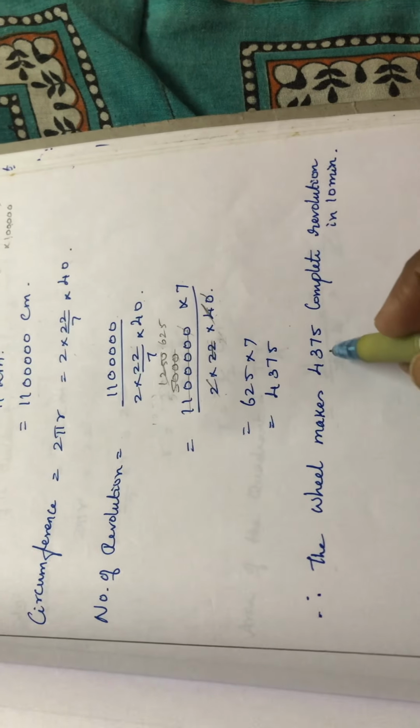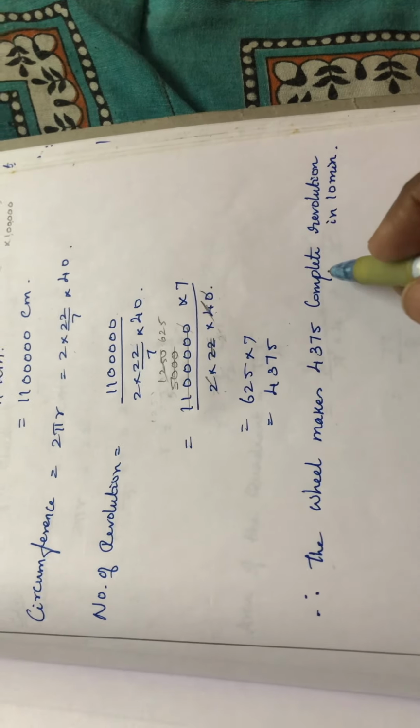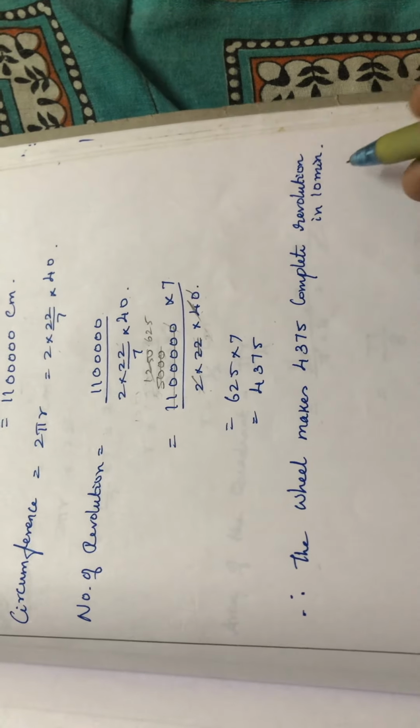Therefore the wheel makes 4375 complete rotations in 10 minutes.